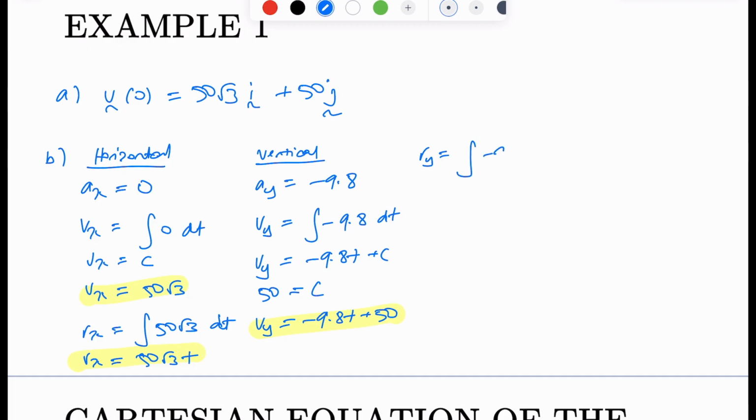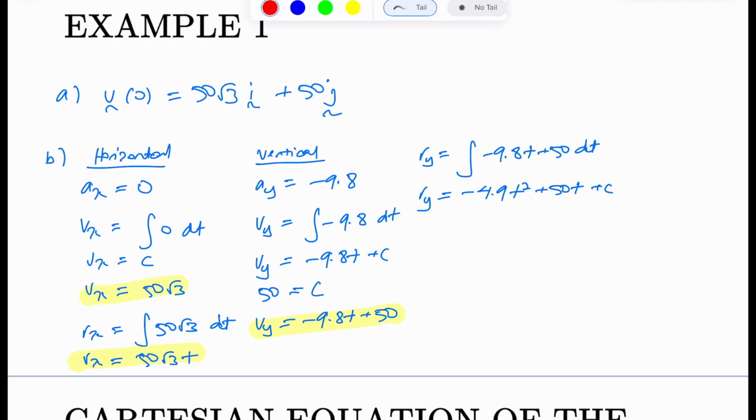I can do that by integrating my velocity with respect to time. If I integrate this, this will be negative 9.8 t squared divided by 2. 9.8 divided by 2 is 4.9, so 4.9 t squared. And then I'll have 50 t and then plus c.